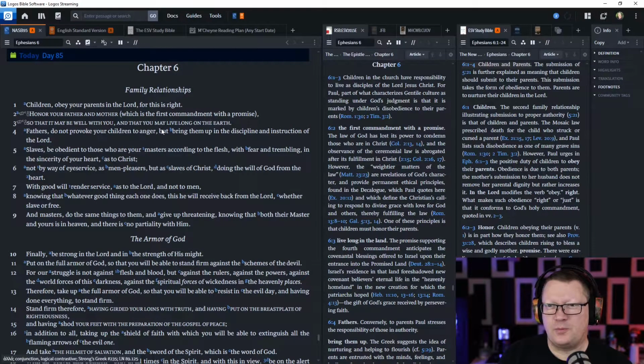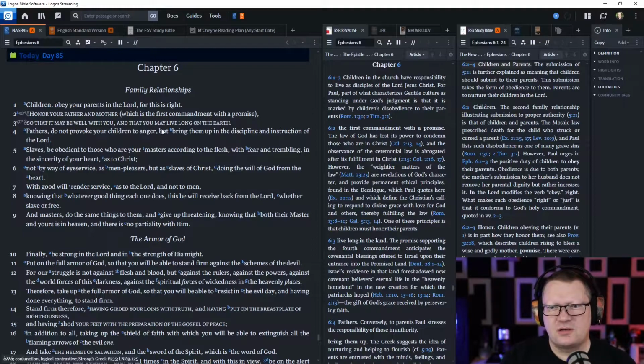Slaves, be obedient to those who are your masters according to the flesh, with fear and trembling, in the sincerity of your heart, as to Christ. Not by way of eye service, as men pleasers, but as slaves of Christ, doing the will of God from the heart. With good will, render service as to the Lord and not to men, knowing that whatever good thing each one does, he will receive back from the Lord, whether slave or free.